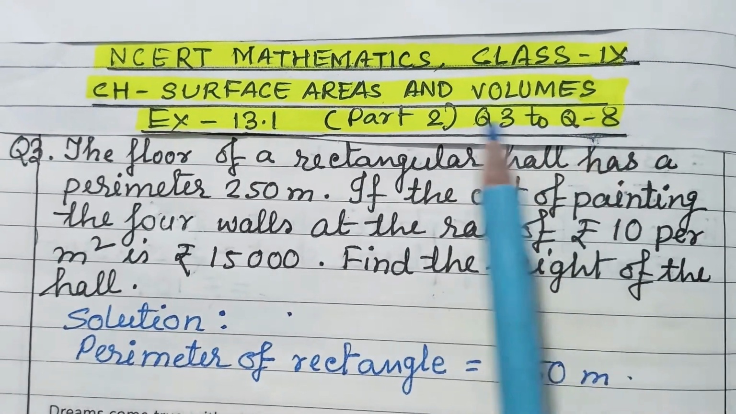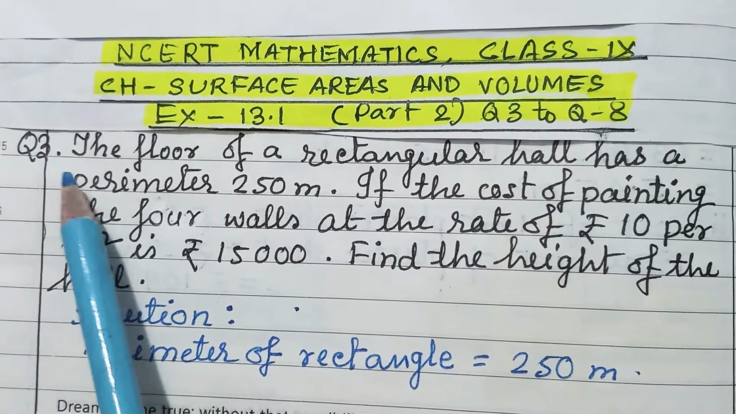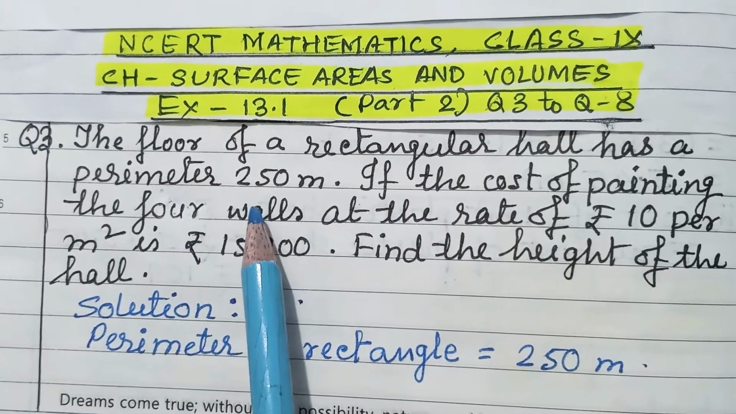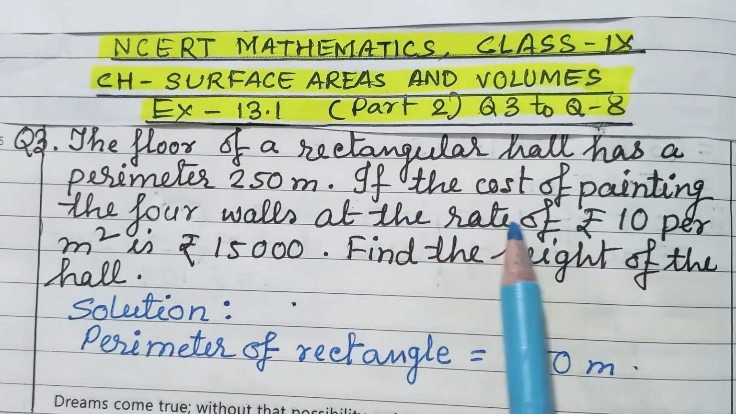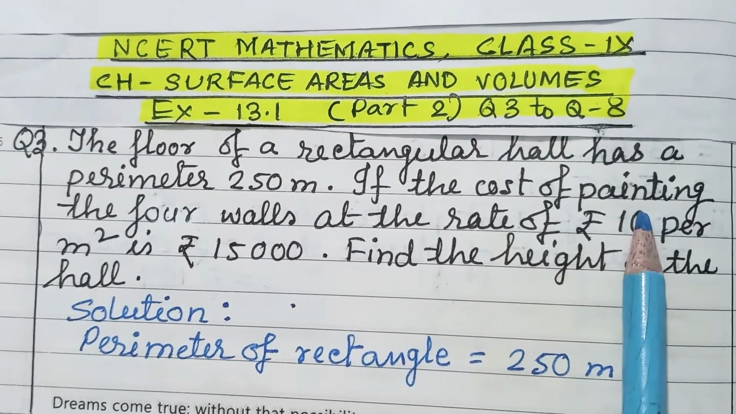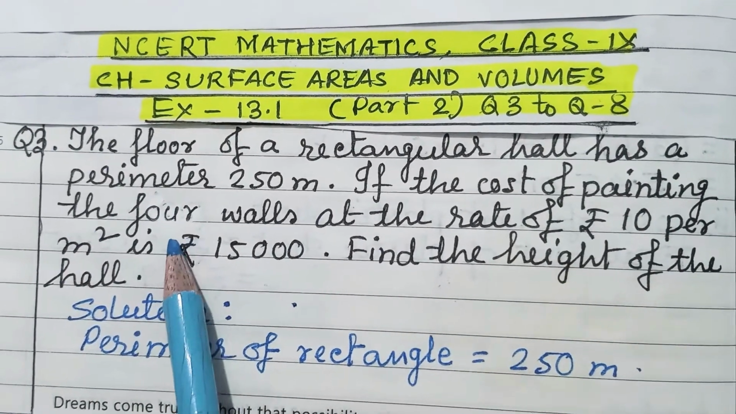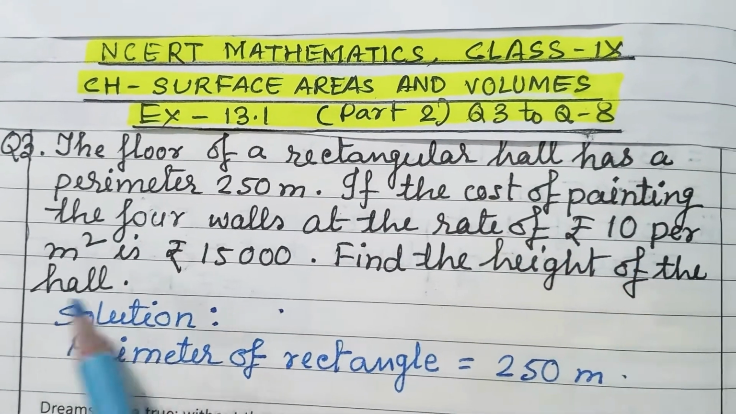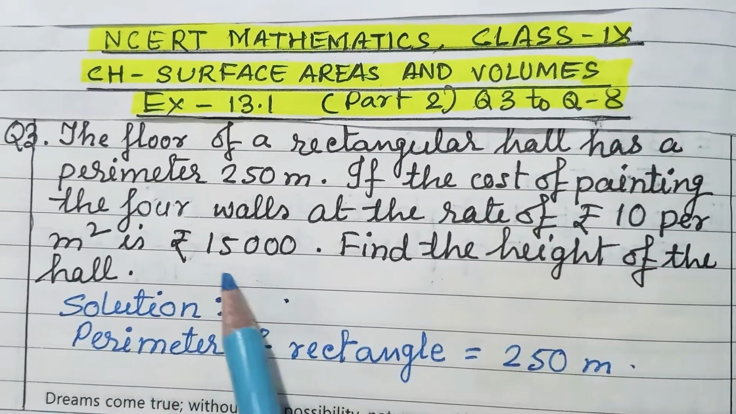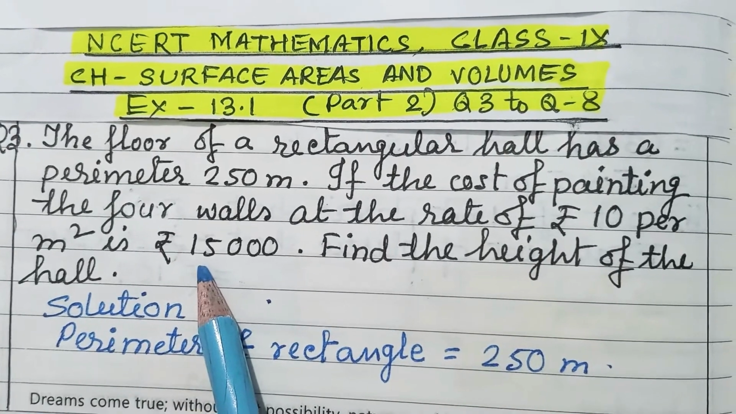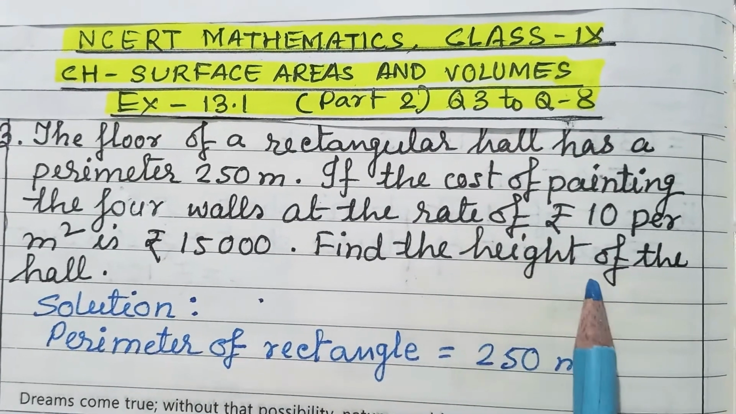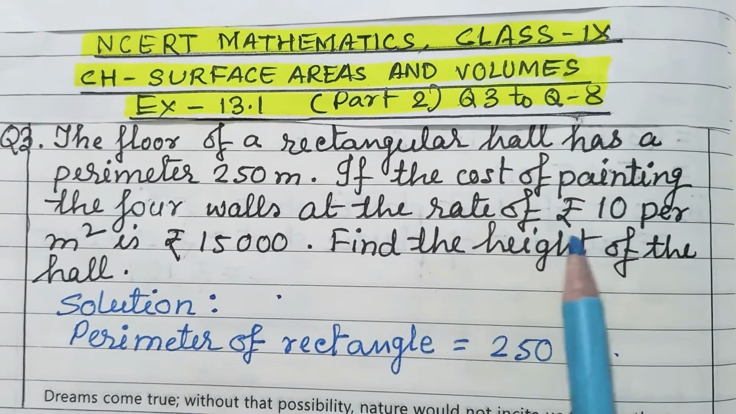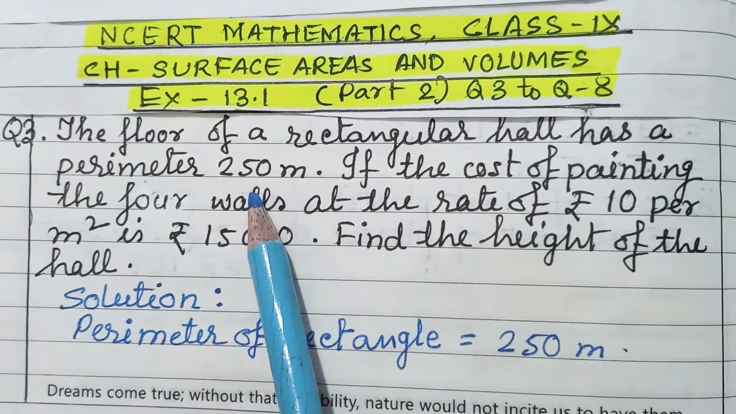Now the third question: the floor of a rectangular hall has a perimeter of 250 meters. If the cost of painting the four walls at the rate of rupees 10 per meter square is rupees 15,000, find the height of the hall. What has been given? Total cost, rate of cost, and perimeter have been given.